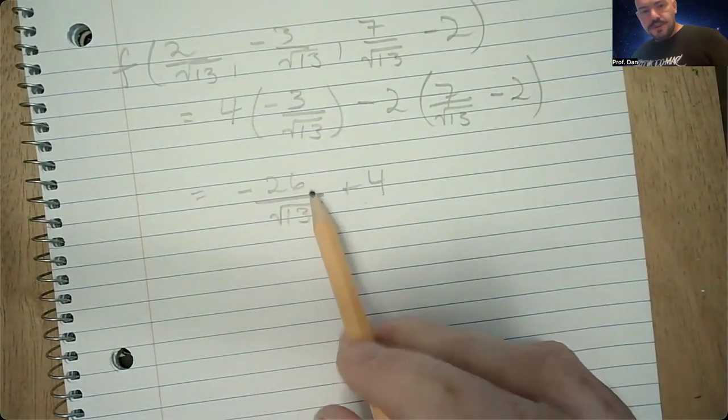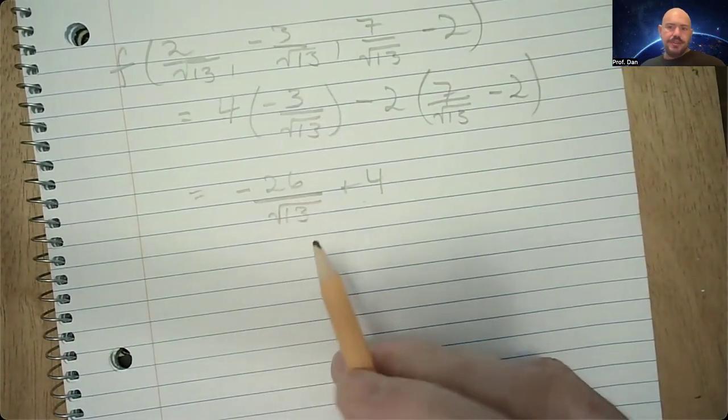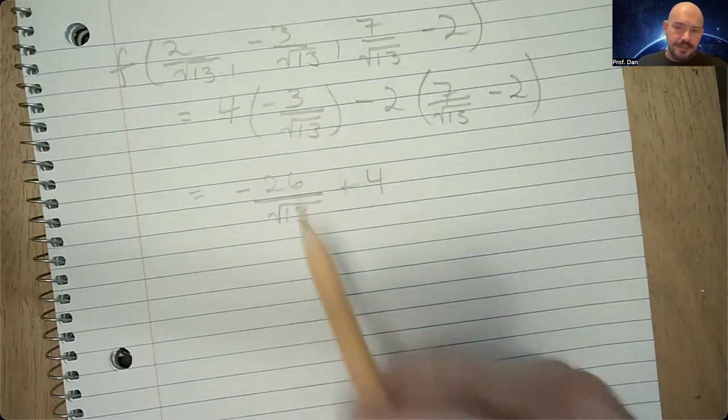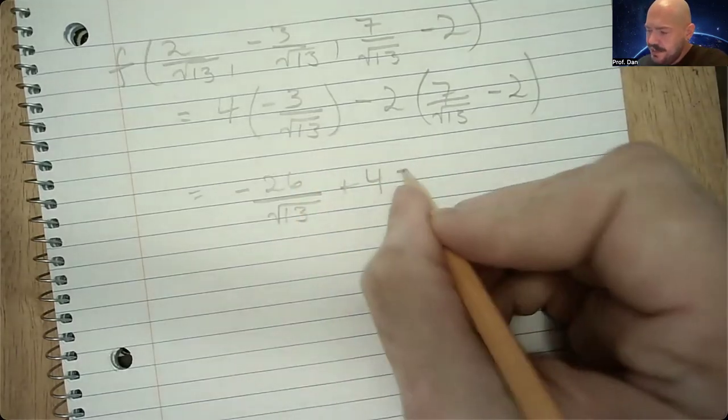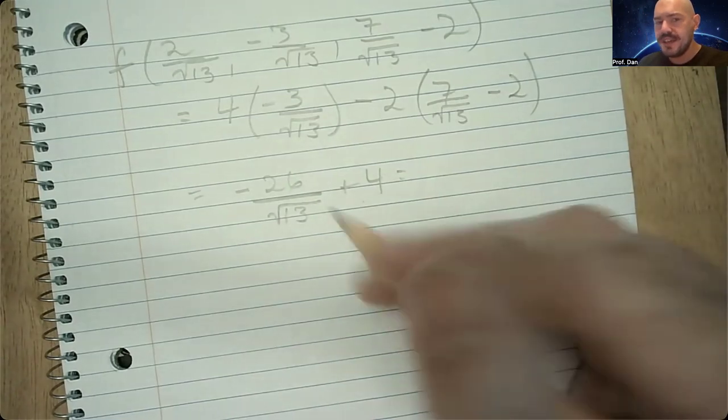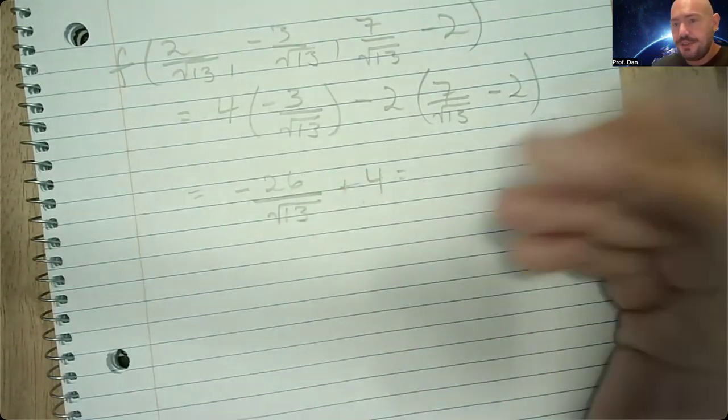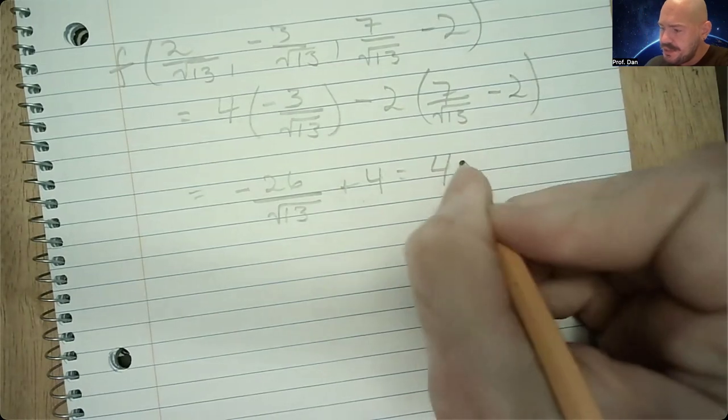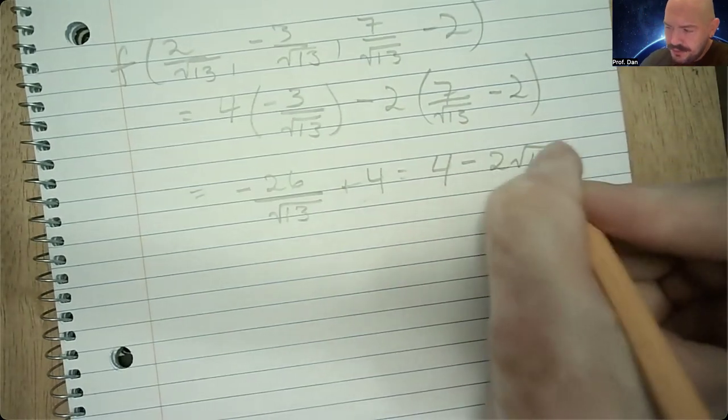And if you were to do that thing that you learned about in the 3rd grade where you multiply the top and bottom by square root 13, you'd actually get something that's a little bit nicer to look at because 26 divided by 13 is 2. So this is really just 4 minus 2 times the square root of 13.